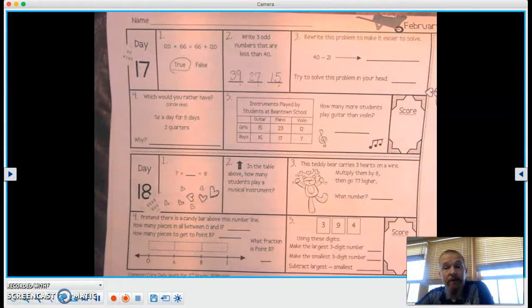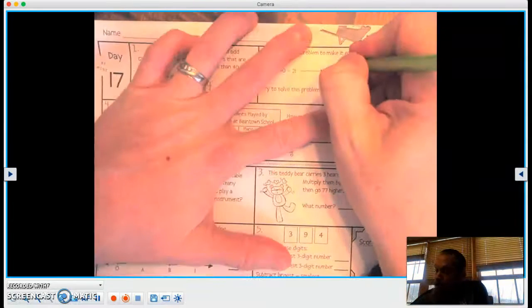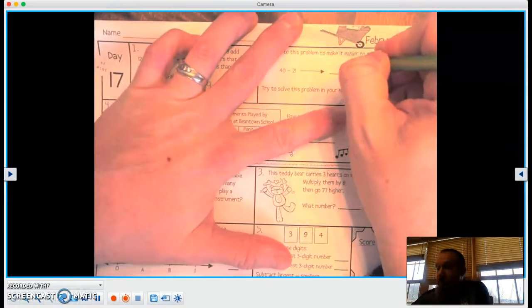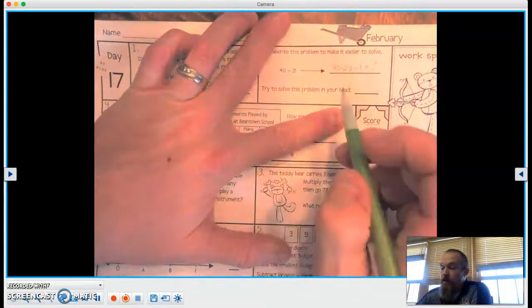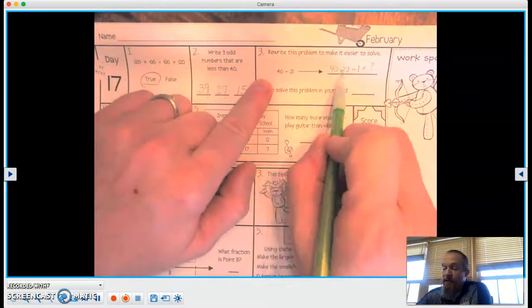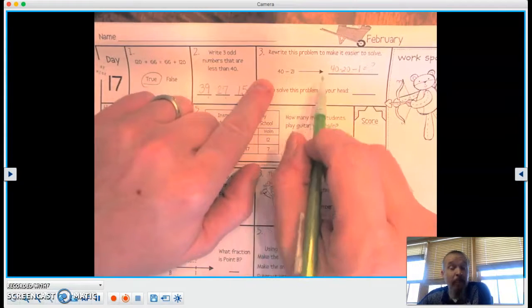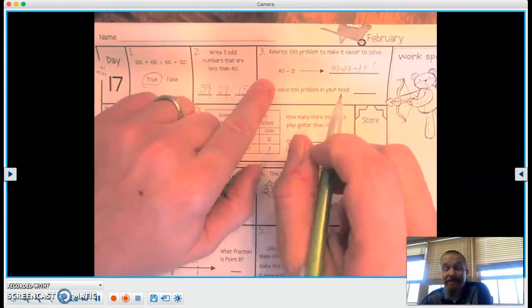Number three, rewrite this problem to make it easier to solve. Okay, let's go 40 minus 20 minus 1 equals what? Well, 40 minus 20 would be 20, right? Minus 1 more would be 19.